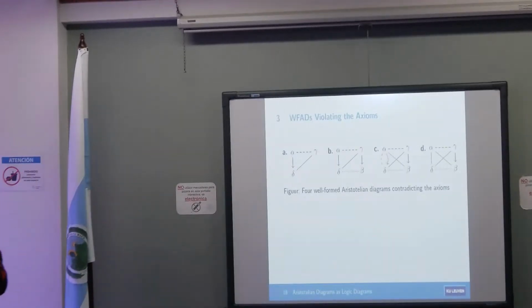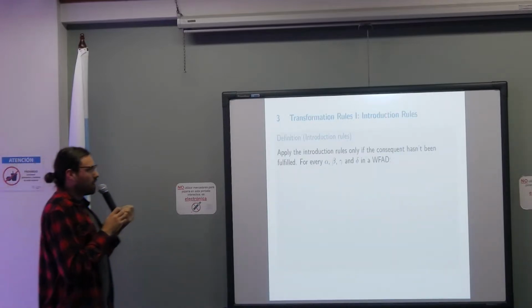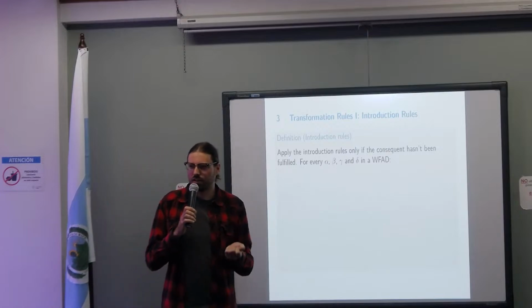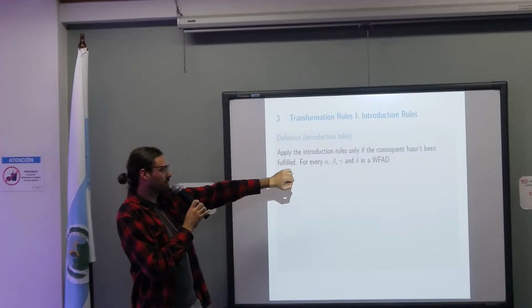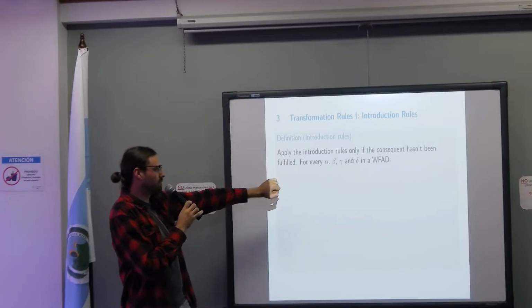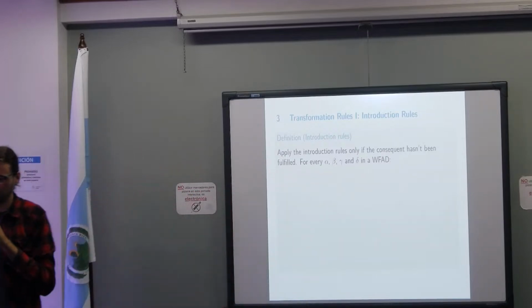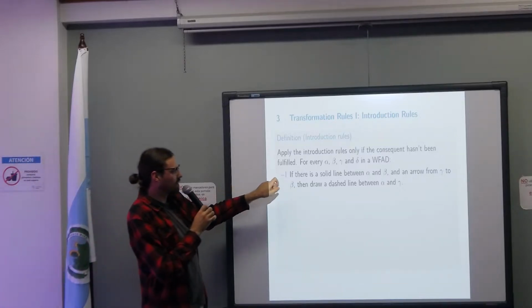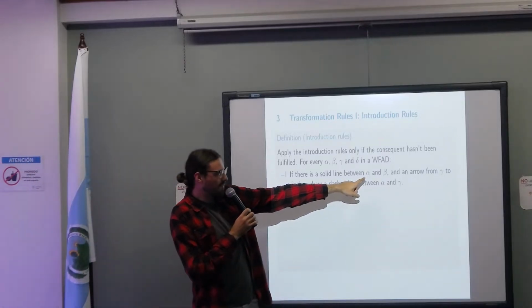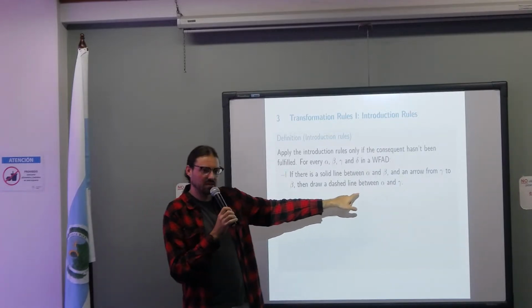Okay, those were the axioms, but the definition was asking for transformation rules. So we'll get to the transformation rules now. The first set of transformation rules are introduction rules, right? And the demand is apply the introduction rules only if the consequence of the introduction rule hasn't been fulfilled. So for every alpha, beta, gamma, and delta in a well-formed Aristotelian diagram, the first introduction rule is introduction of the dashed line. So if there is a solid line between alpha and beta and an arrow from gamma to beta, then you can draw a dashed line between alpha and gamma.